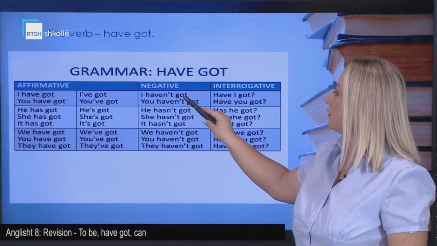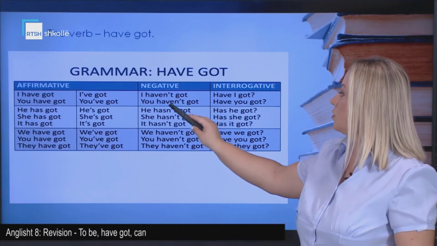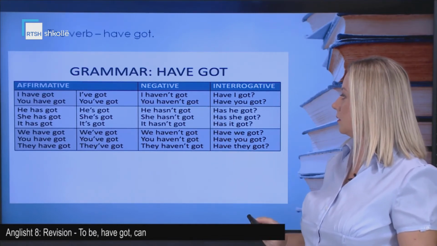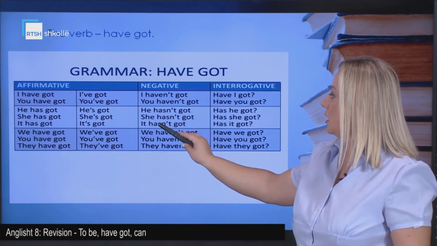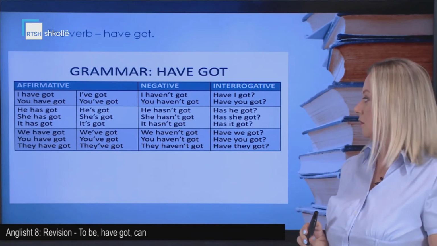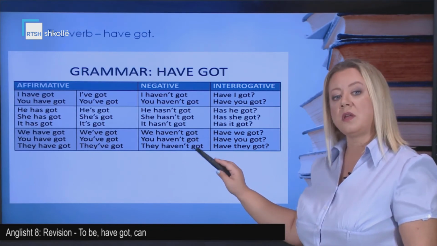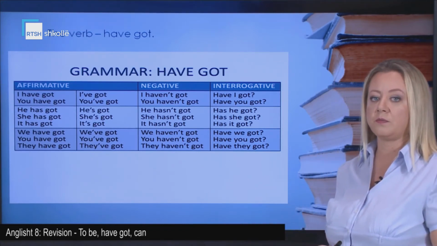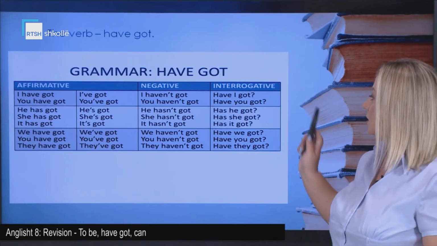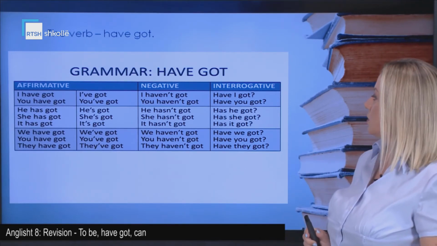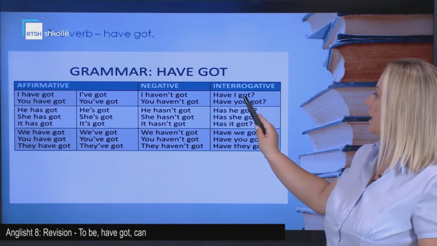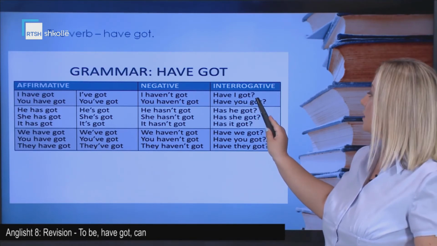I haven't got. You haven't got. He, she, it hasn't got. We haven't got. You haven't got. And they haven't got. What about the interrogative form? We use have plus subject plus got.